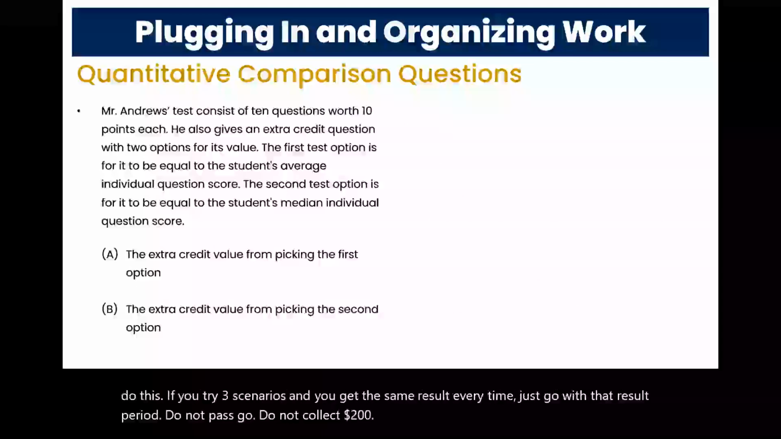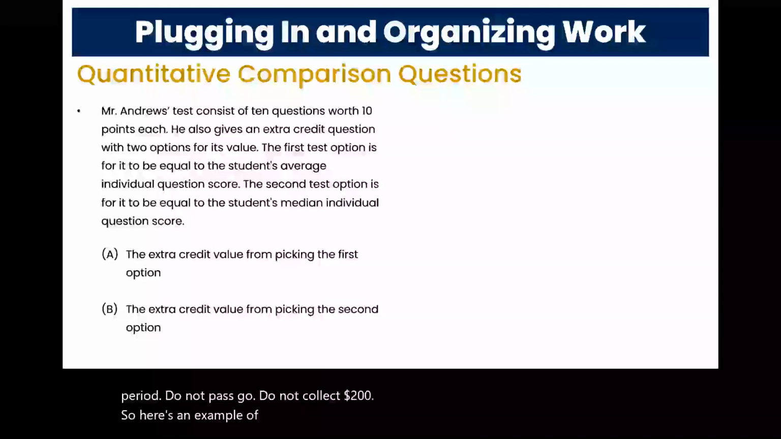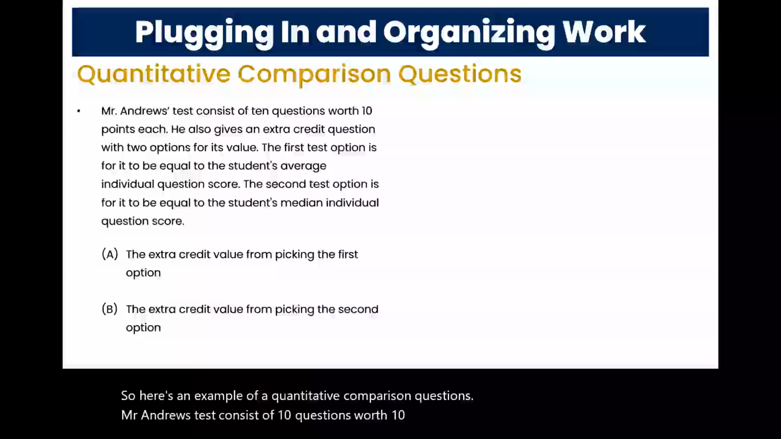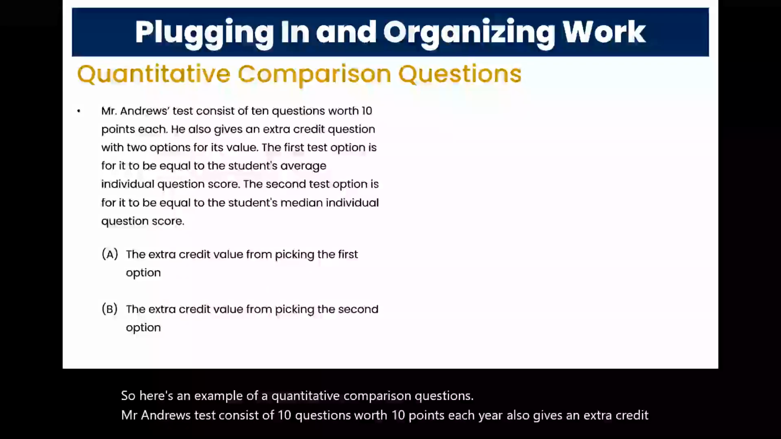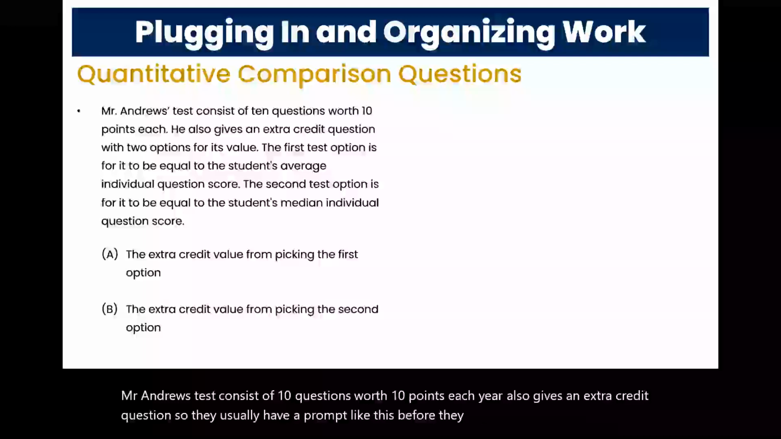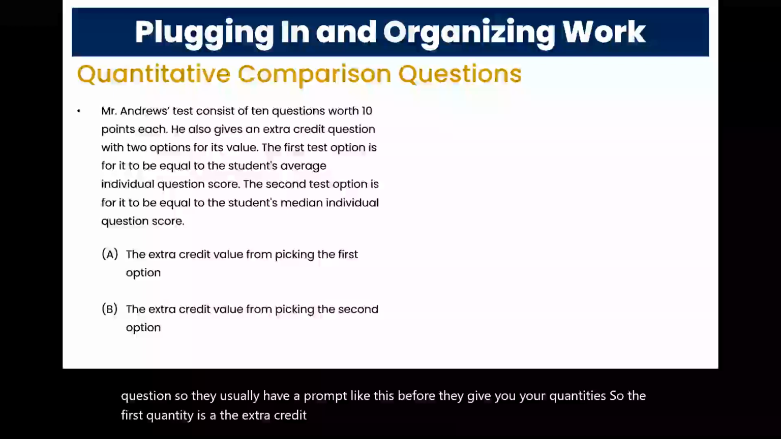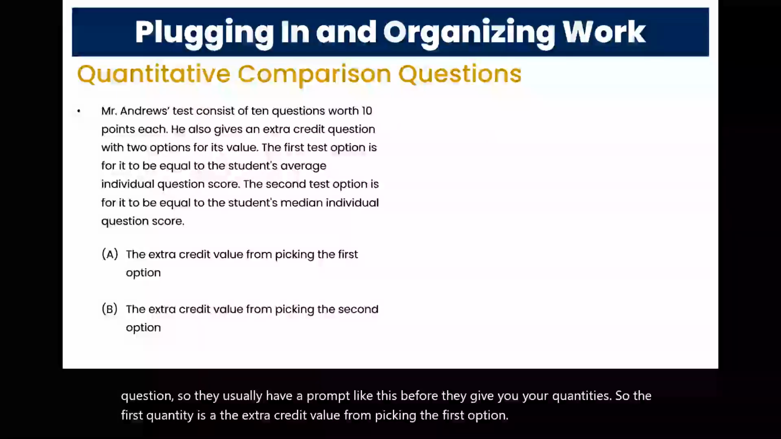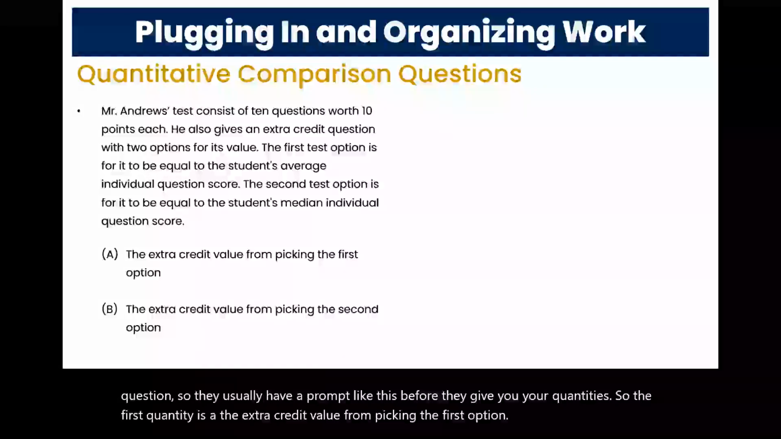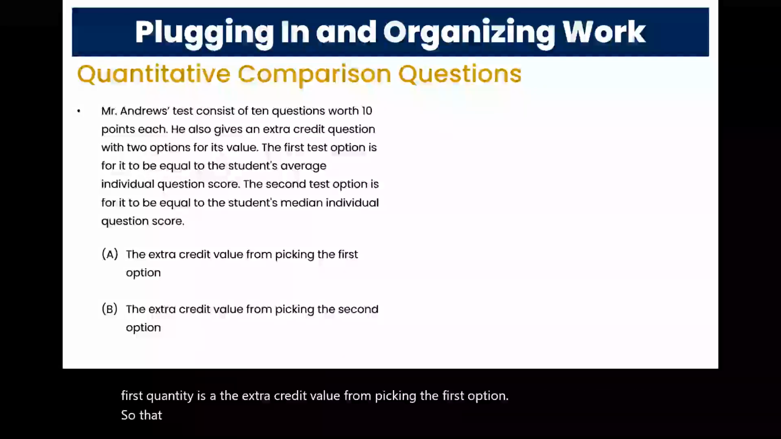So here's an example of a quantitative comparison question. Mr. Andrews' test consists of 10 questions worth 10 points each. He also gave an extra credit question. So they usually have a prompt like this before they give you your quantities. So the first quantity is A, the extra credit value from picking the first option. So that first one is the first test for it to be equal to the student's average individual question score.